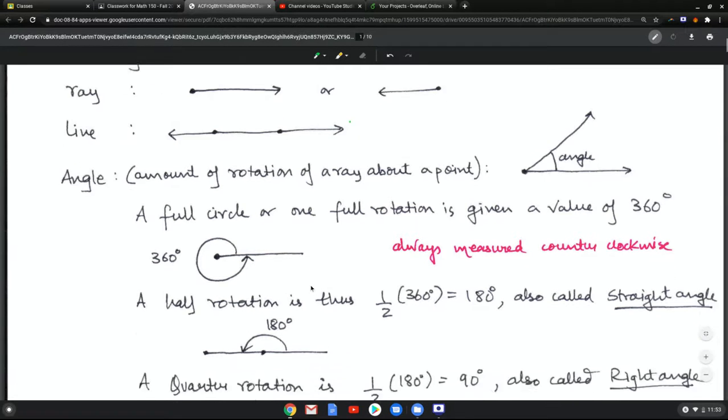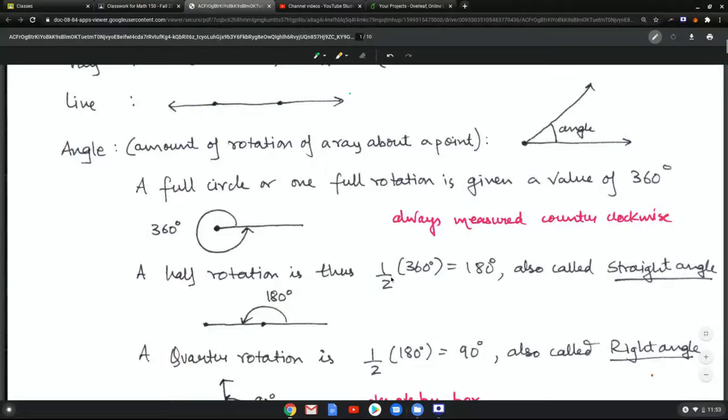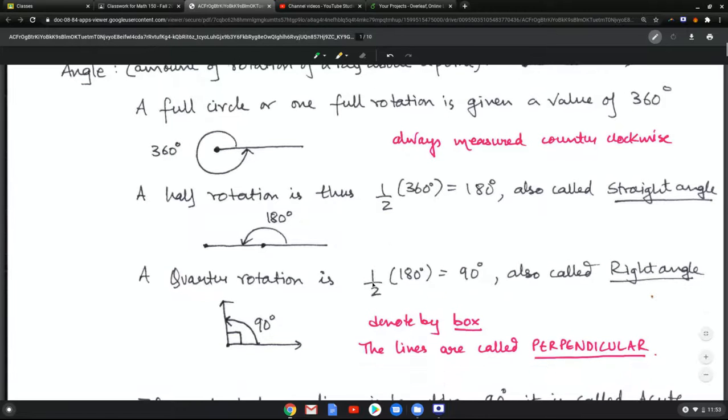All right. Now, if a full rotation is 360, a half rotation would be half of 360, which is 180. It's also called a straight angle. A quarter rotation would be half of 180, which is 90, or you can think of it as 1/4 of 360 is quarter, which is also 90. This is called a right angle. It's denoted by this box over here. So when you have a box, it just means it's 90 degrees. You don't have to write 90 degrees.